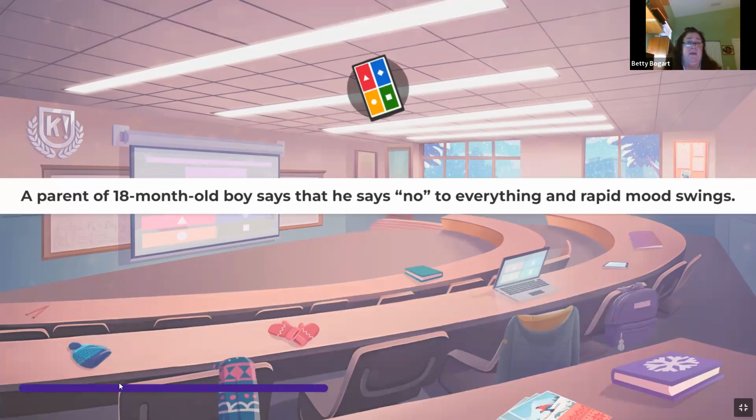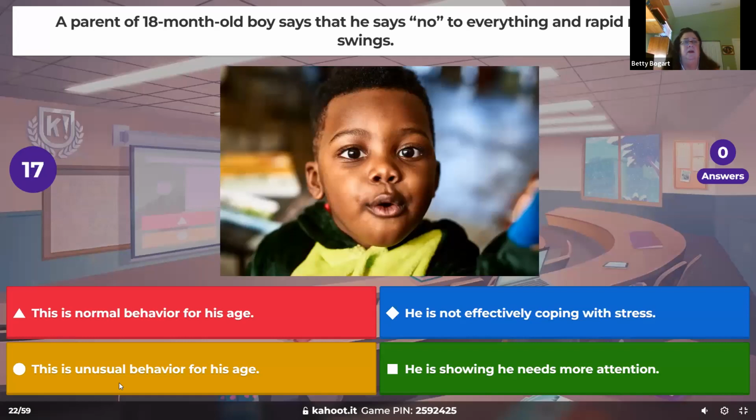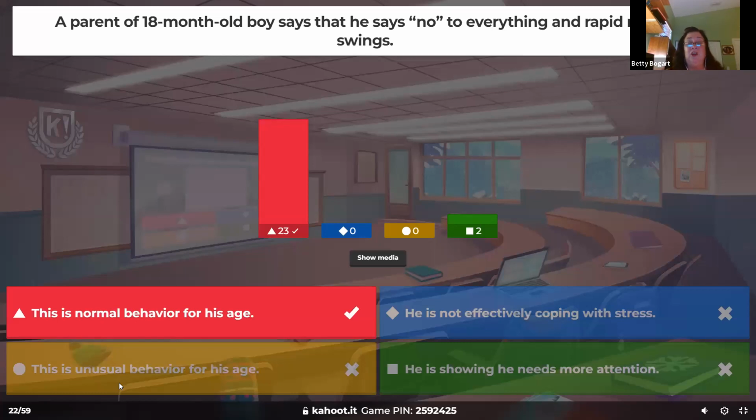A parent of an 18-month-old boy says that he says no to everything and has really rapid mood swings. What do you tell this parent? Absolutely normal. This is all about the toddler. This is them, egocentric. They are me, I, me do. And they're moody and having temper tantrums. That is a toddler.